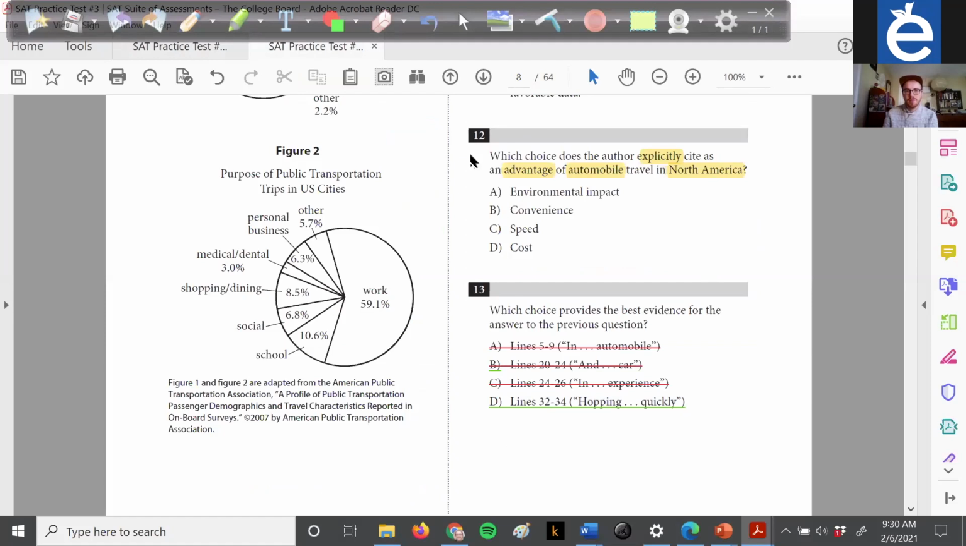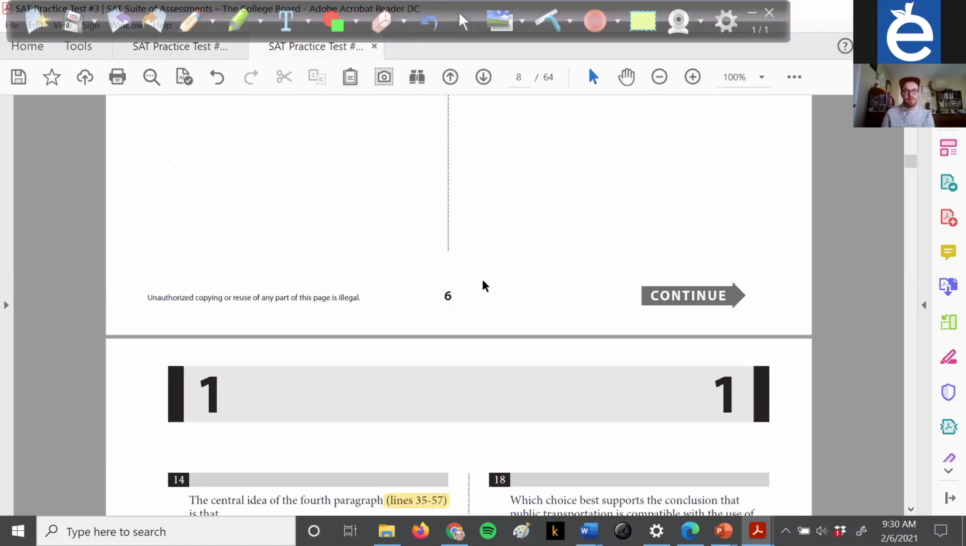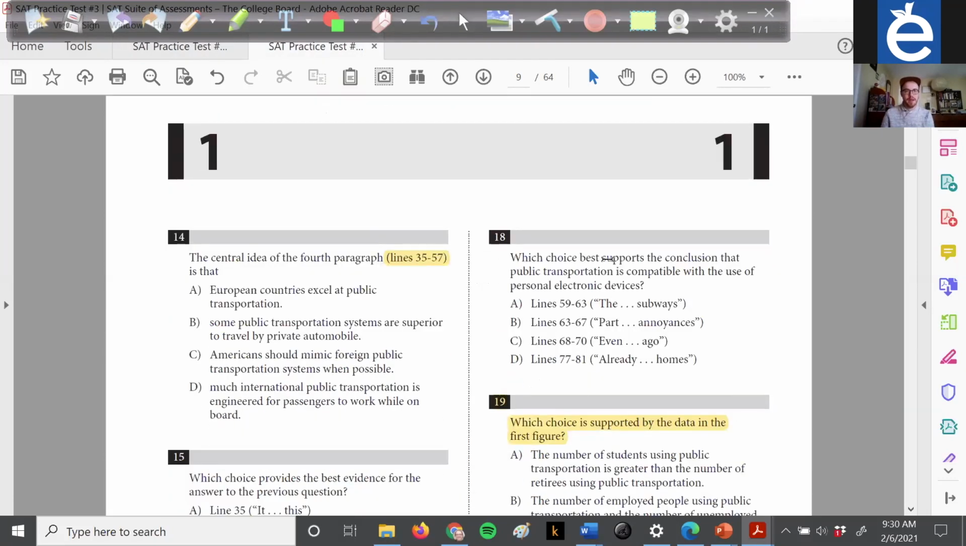And for 12, yeah, environmental impact, that's not really an option given. Convenience, well, sort of. That's pretty broad though. Speed is the big one. You get there quickly. Cost doesn't really come up. So I think C is our best answer there. Let's keep moving through the line questions.